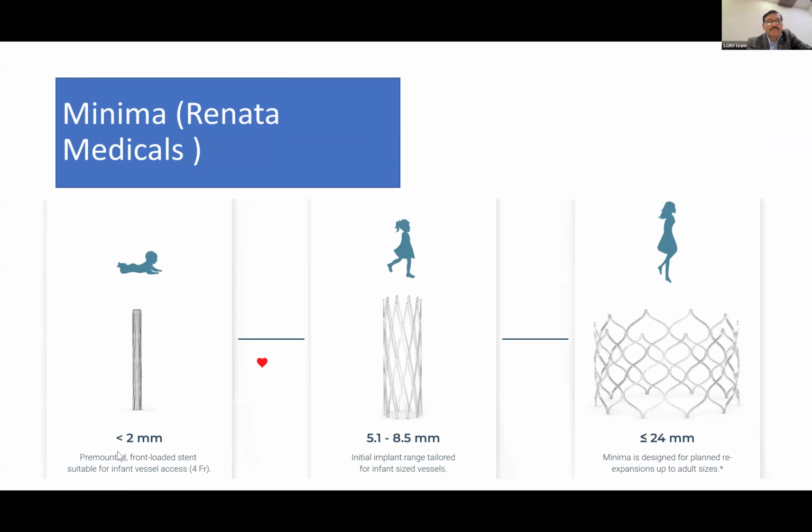So in a newborn, you can go with a 4 French sheath, 2 mm to 6 mm. In an older age group, 5 to 8 mm. And in older children, you can break this stent to make it up to 24 mm. So up to 18 is easily achievable with this stent. This is Renata Medical's minimum stent. I have not used it, and it's not available in India. It's available outside, but in future it may be available soon.